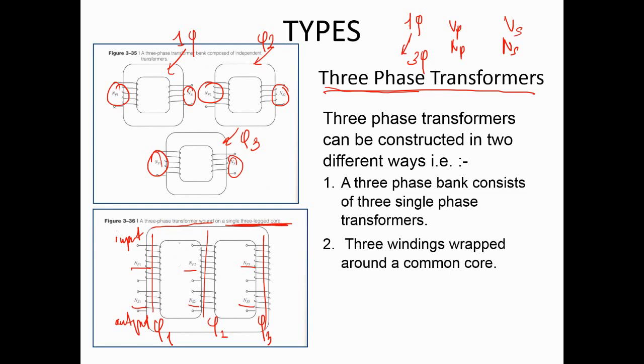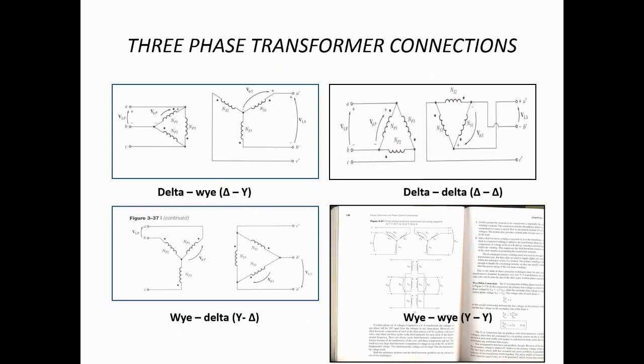So the three-phase transformers can be constructed in these two different ways. The first one here, the second one here. In the first, the three-phase bank consists of three single-phase transformers, so they are separated. Or in the second one, the three windings are wrapped around a common core, a single three-legged core. Right? And for three-phase transformers, what happens is we'll have a different connection between the primary and the secondary. Because they are two different circuits, they can be connected differently.